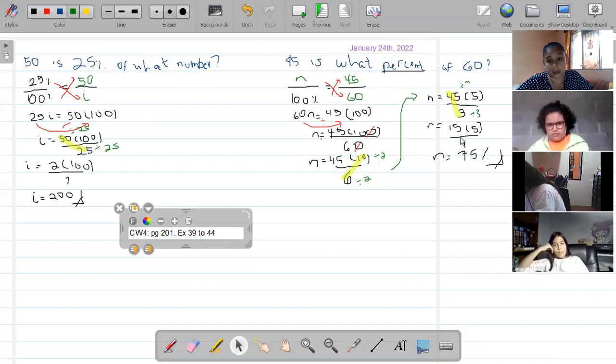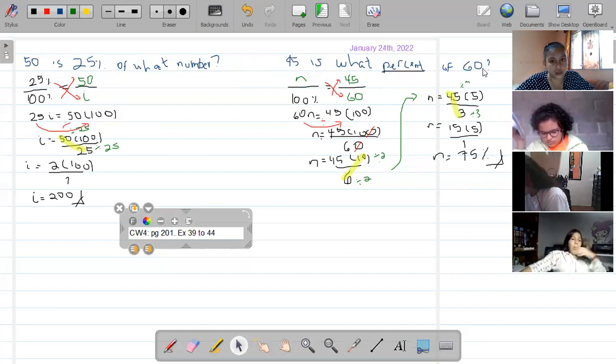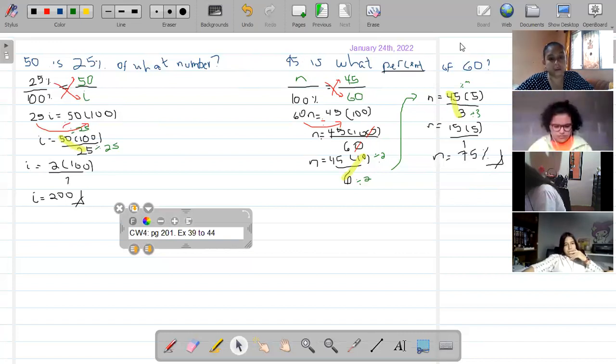And remember, if the variable is on top of the percent, then you have to place the percent symbol in your answer as well. Because 45 is the 75% of 60. You cannot say 45 is a 75 of 60. You need to, yes, Ludwig, you need to place the symbol, okay?